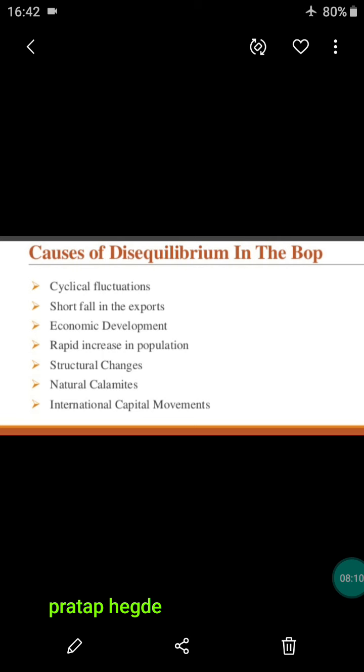Now, how can we reduce this disequilibrium in the balance of payment? What are the measures that can be taken in order to reduce this balance of payments disequilibrium?